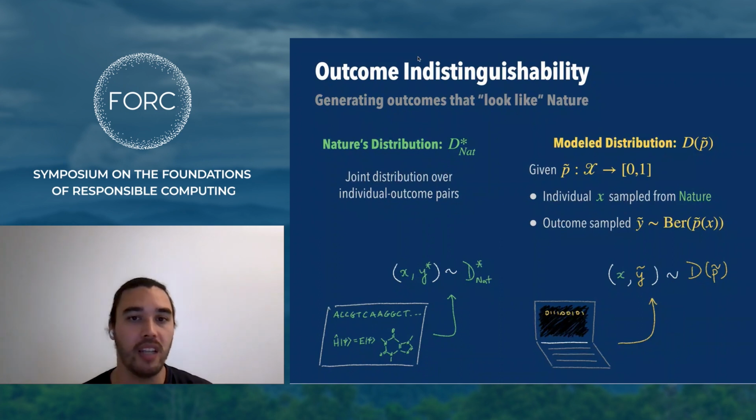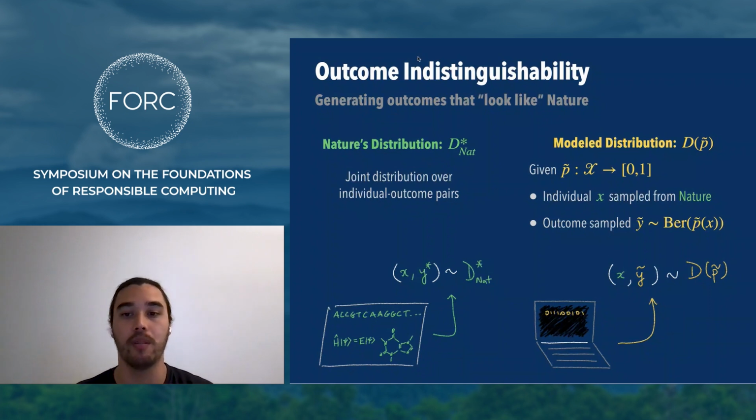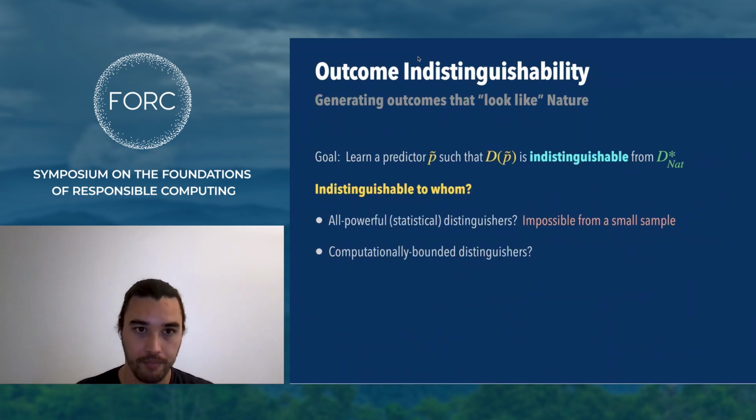More formally, we assume that nature is a joint distribution over individual outcome pairs, but make no further assumptions. For the model of nature, we observe that any predictor, p tilde, suggests a generative model for outcomes. In this distribution, we sample an individual x from nature, then resample their outcome according to the Bernoulli distribution with parameter p tilde of x. With this notation in place, we can restate our goal: to learn a predictor p tilde whose modeled distribution, D p tilde, is indistinguishable from nature's distribution.